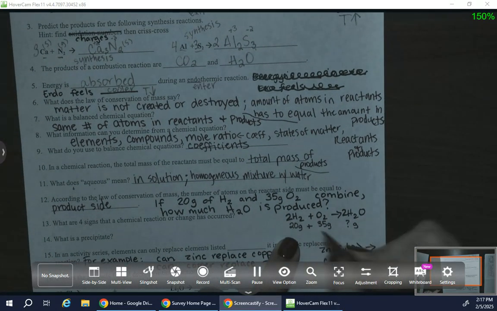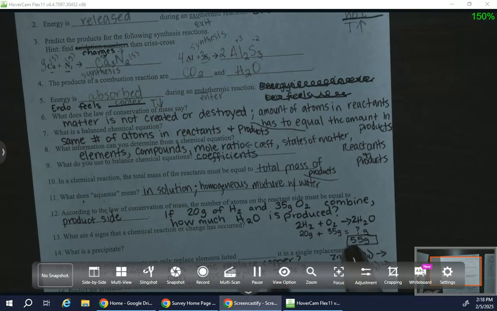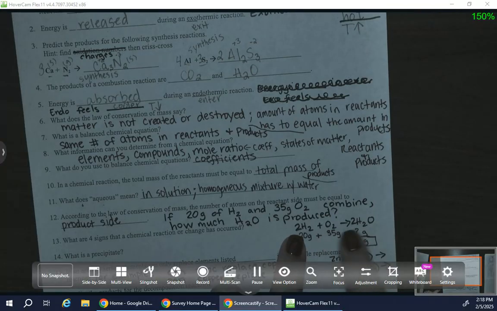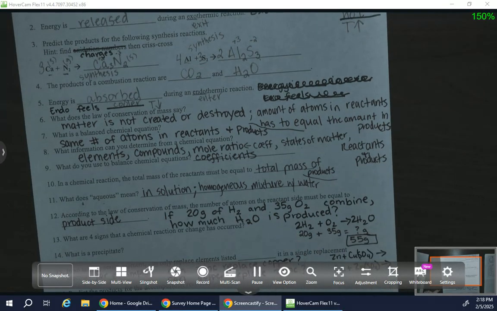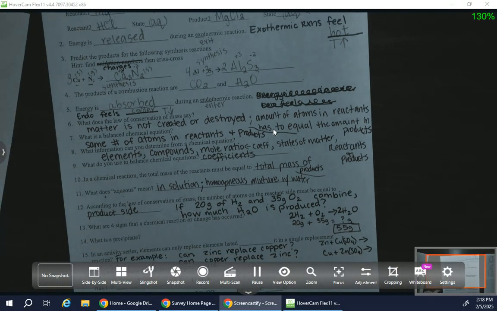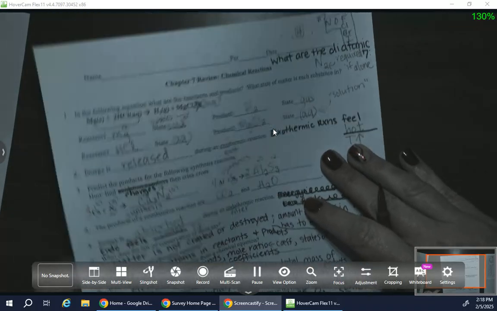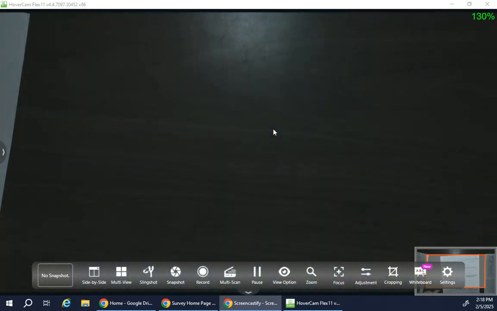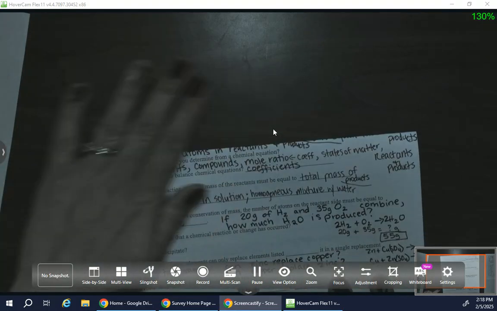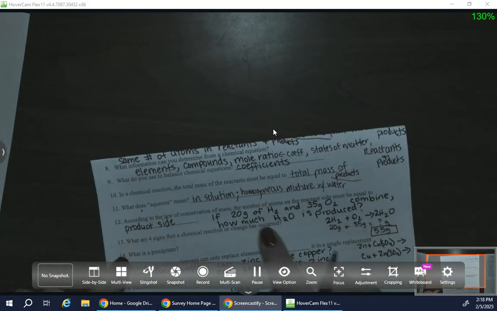So remember, whatever we start with, we have to end with. So we would add these two together to make that total. So 20 plus 35 would tell me 55 grams of H2O. Remember, we're not applying anything with our coefficients. Okay? So that is through number 12 so far.